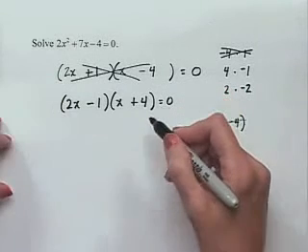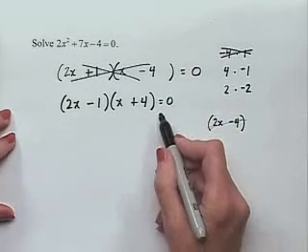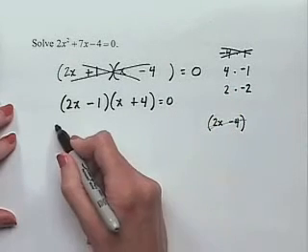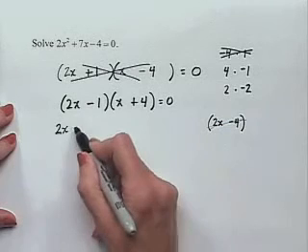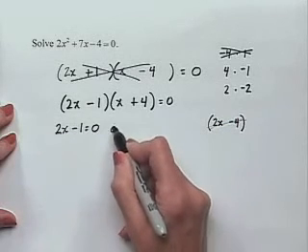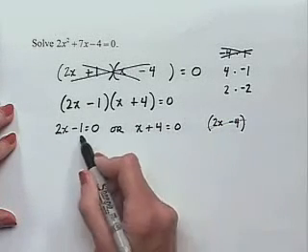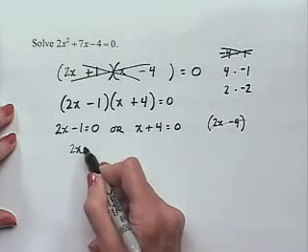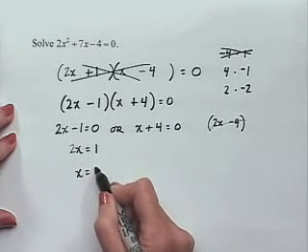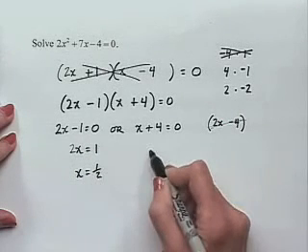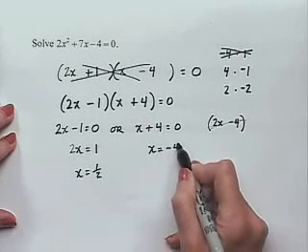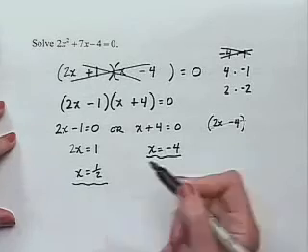At this point, what we're going to do is take each factor and set it equal to 0. So we have 2x minus 1 equals 0, or x plus 4 equals 0. Let's solve the first equation. 2x equals 1, divide by 2, x equals 1/2. In the second equation, x equals negative 4. So we have two solutions to this equation.